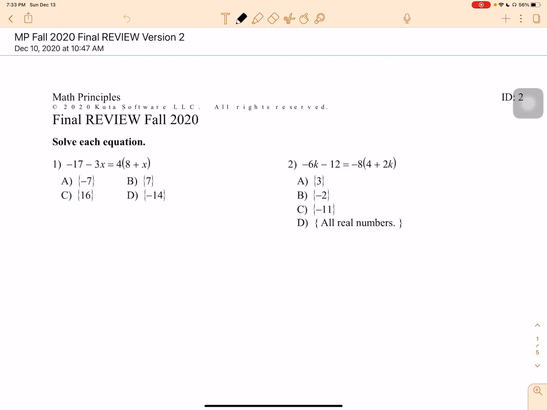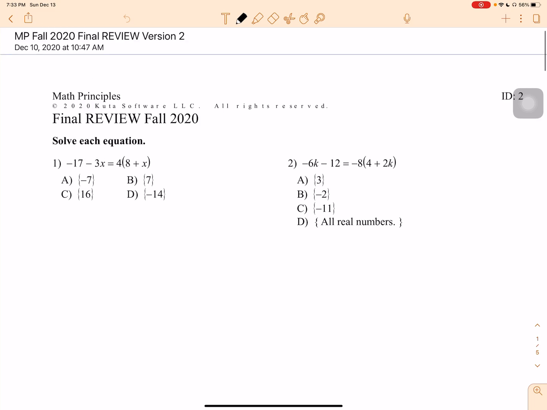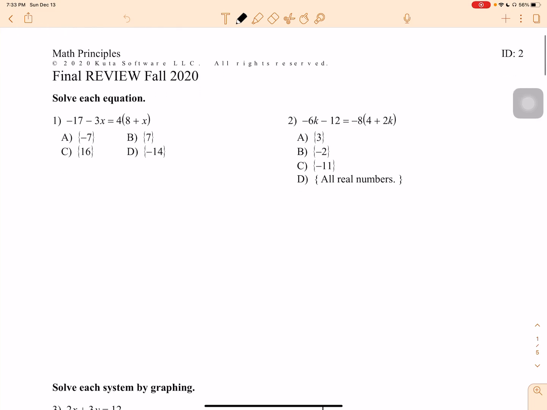Okay, Math Principles, here is a review. I did share version 1 of this review with you already, but I wanted to do version 2 as a video. So I'll post the PDF of version 2 along with this video in Google Classroom. Okay, so the first problem is solving each equation.